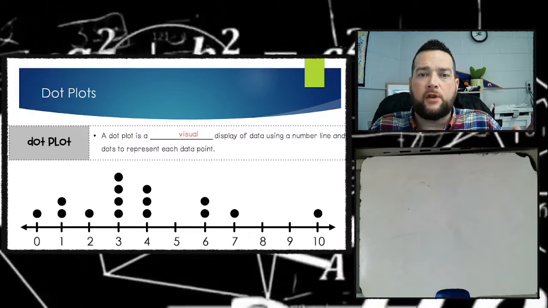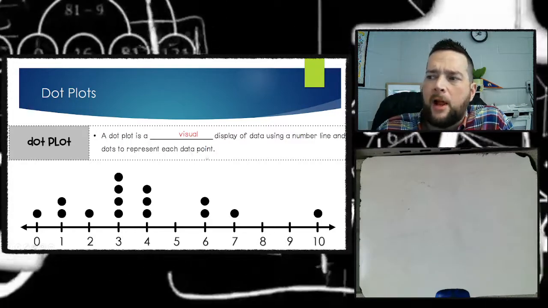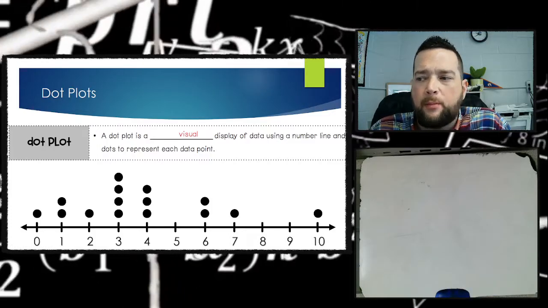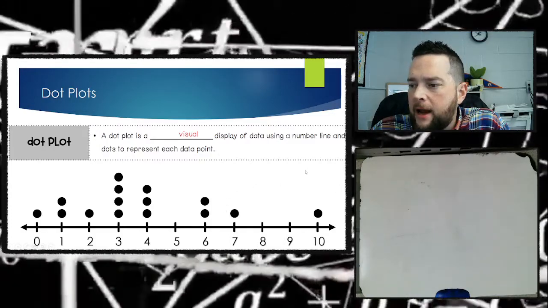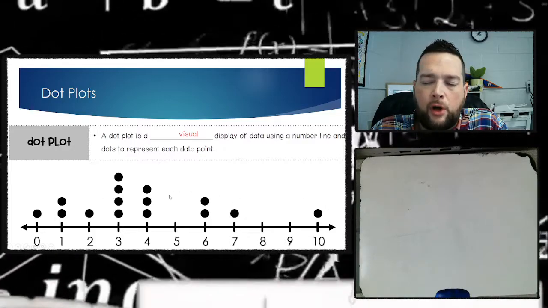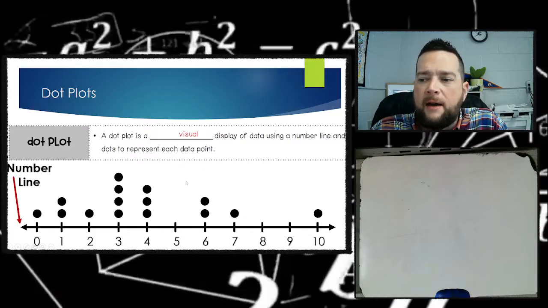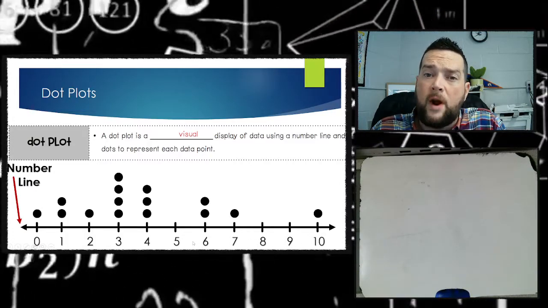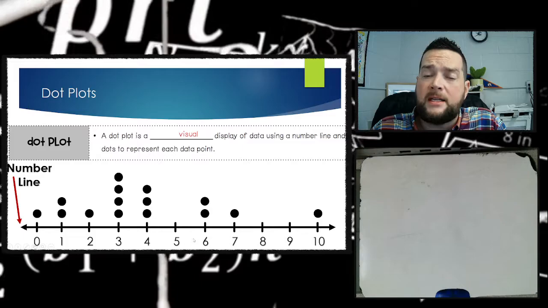Dot plots are the first one that I want to talk about. A dot plot is just a visual display using a number line and dots to represent each data point. You see this dot plot down below. You really have two parts. First of all, a number line. The number line is not the data. It's just a reference for the data. It's telling you what the data is worth.